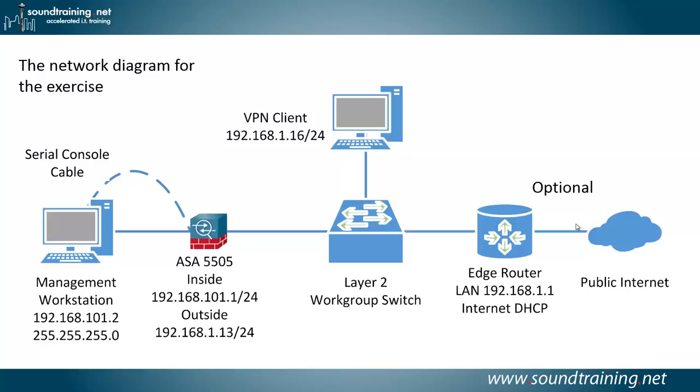Here's the network diagram for the exercise. You'll need a management workstation connected via a console cable to your ASA. I'm using a 5505, but you can use any ASA for this. And you'll need a VPN client. You'll also need connectivity to the public internet in order to complete the demonstration.